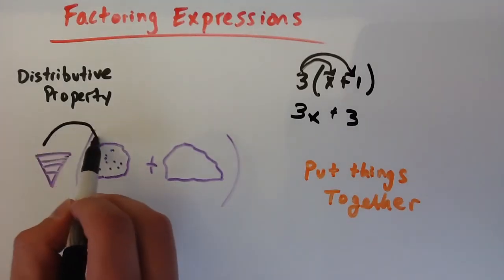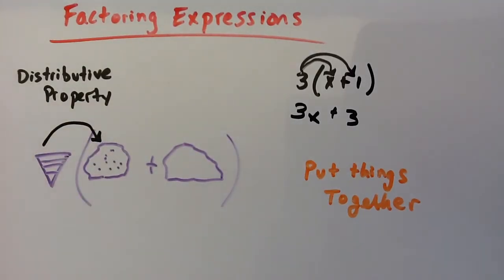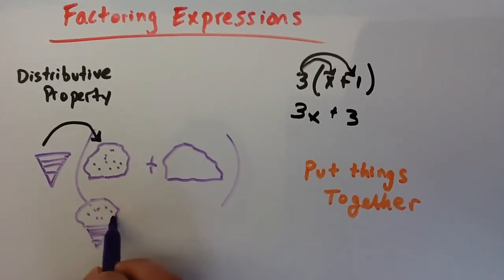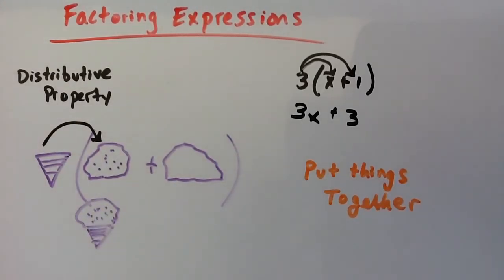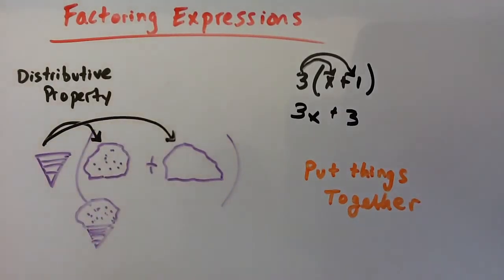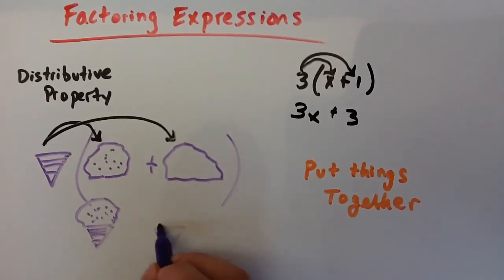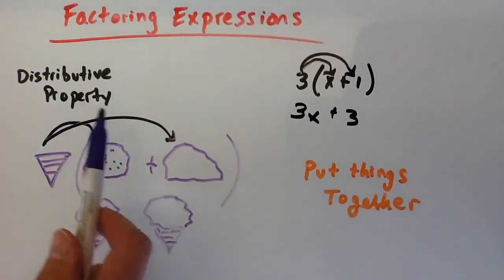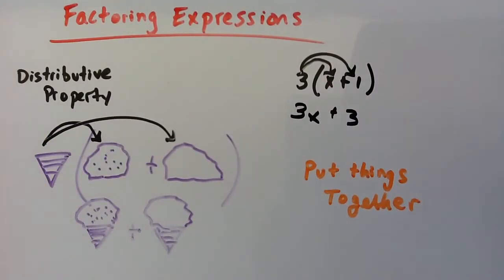So the cone times the cookie dough ice cream would give me a cookie dough ice cream cone, right? I would have the cone, and then I add the cookie dough on top of it. So there's my cookie dough ice cream. I also distribute the cone to the vanilla ice cream. And so I would end up with a vanilla ice cream cone. There's my cone. Here's my vanilla ice cream. Right? So when I distribute, I am putting things together.